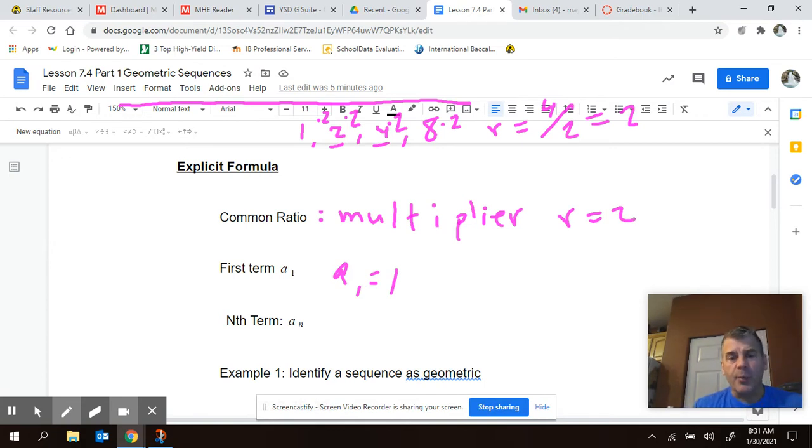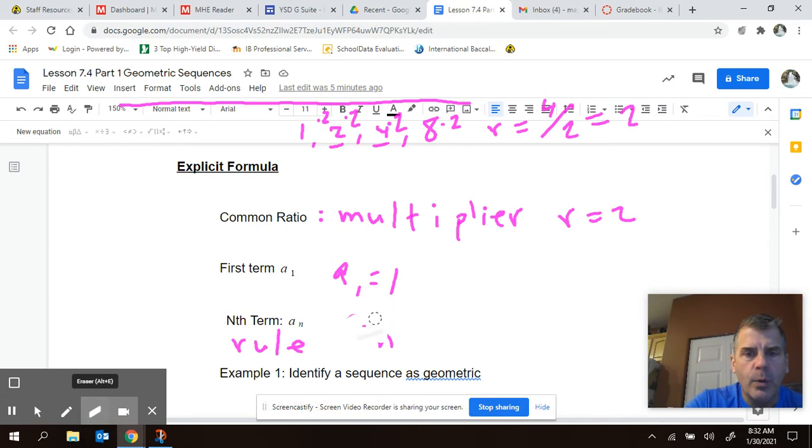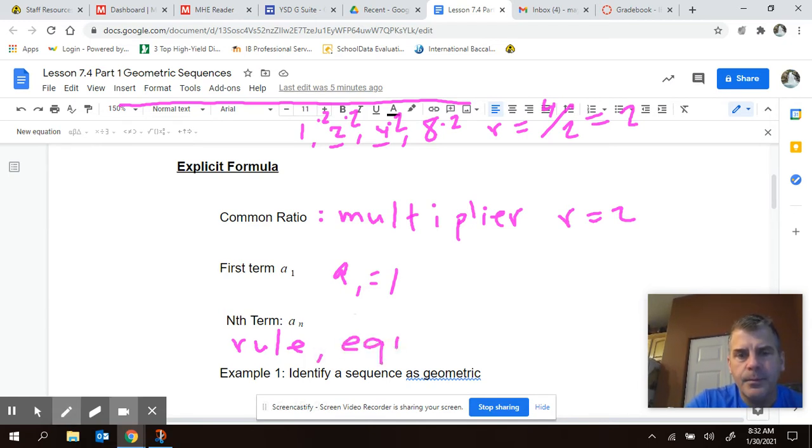And now to be able to write the explicit formula, we're going to get more into that later, but we would use this beginning A sub n, which means the nth term. Anytime you see the nth term, that means the rule or the formula or the equation. So when you hear rule, nth term, equation, formula, those are all the same thing.